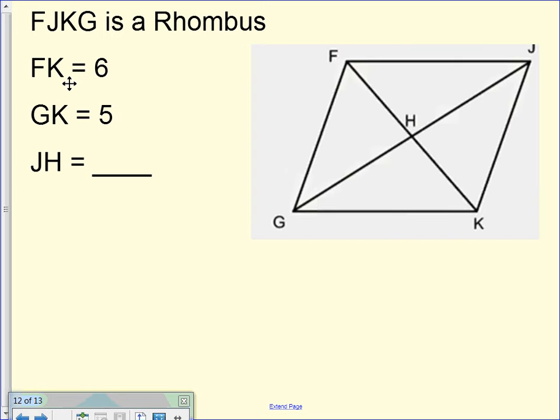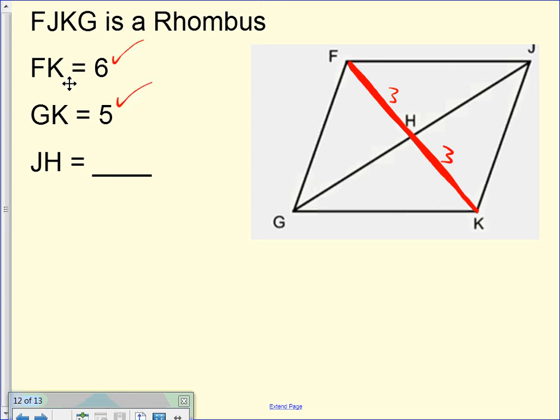FJKG is a rhombus. Okay. FK is 6. So that means this length right here, just really feel it out, right? That is 6. And I'm thinking about it like, oh, that's kind of hard to label. But when I look back, I see the first property of rhombus is everything from a parallelogram. So I look back again. The 4th property from a parallelogram is diagonals bisect each other. So if this red line here is 6, I know it's really 3 and 3. Okay, we're making progress.